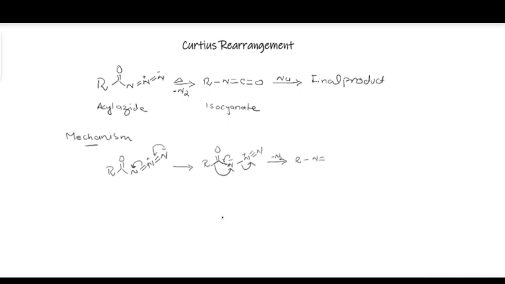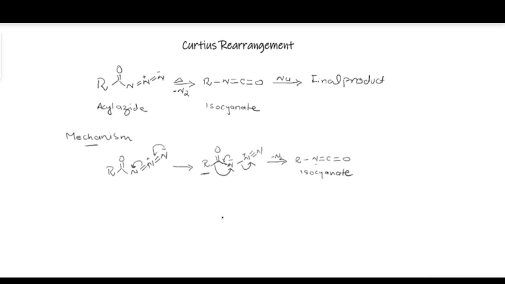So we have a double bond between nitrogen and the carbonyl carbon, and then of course we have the oxygen double bonded to the carbon. So this is how we get the isocyanate. Now you can see that a rearrangement of this R group has taken place. So this R group gets detached from the carbonyl carbon, and its new position is the nitrogen.